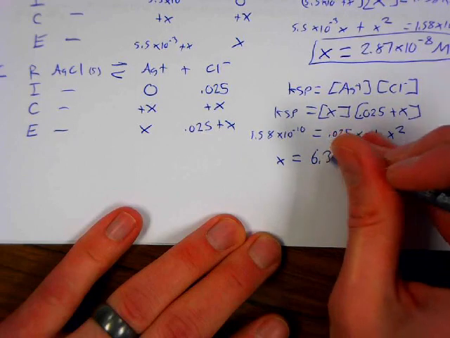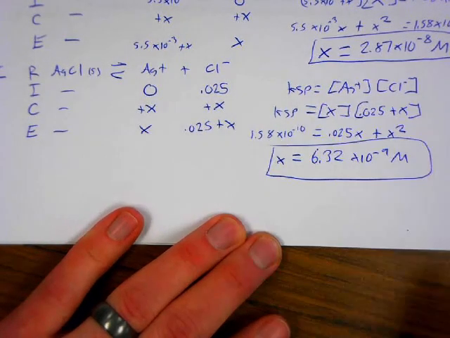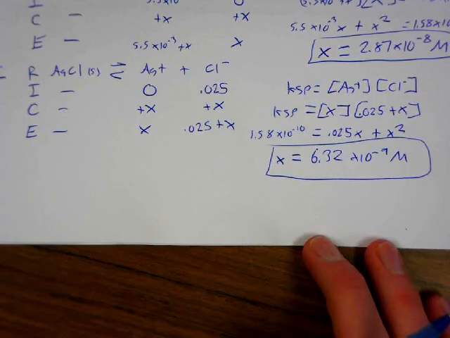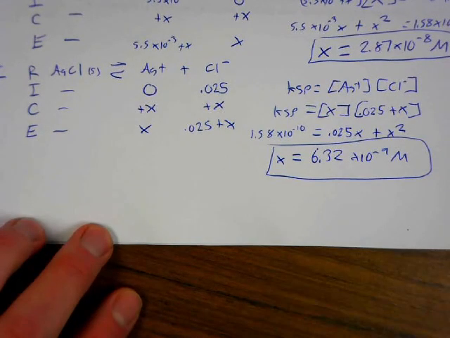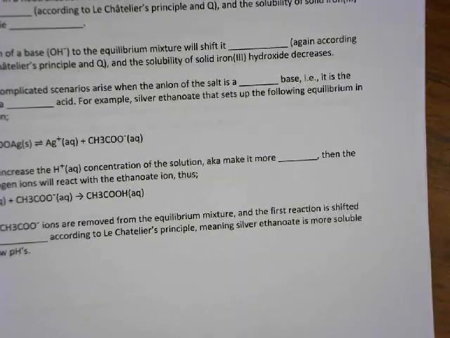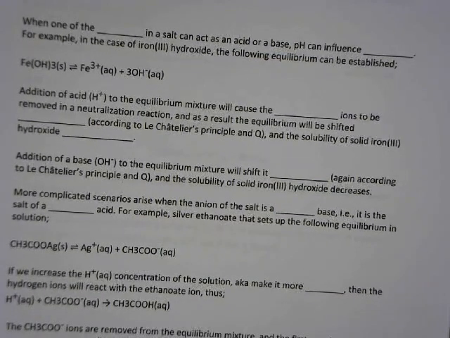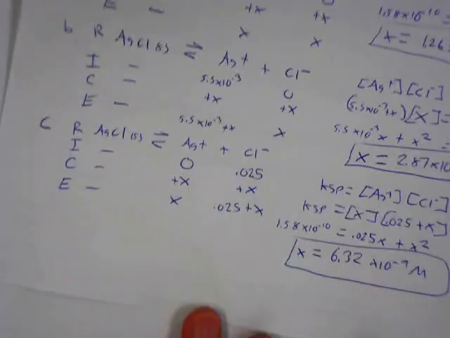Well, it's a small number. It's not 0, it's just close to 0. Fix mine. Zoom standard works. I don't know. I had 6.32 times 10 to the negative 9th molar. Oh, that's what I got. 6.32 times 10 to the negative 9th molar.